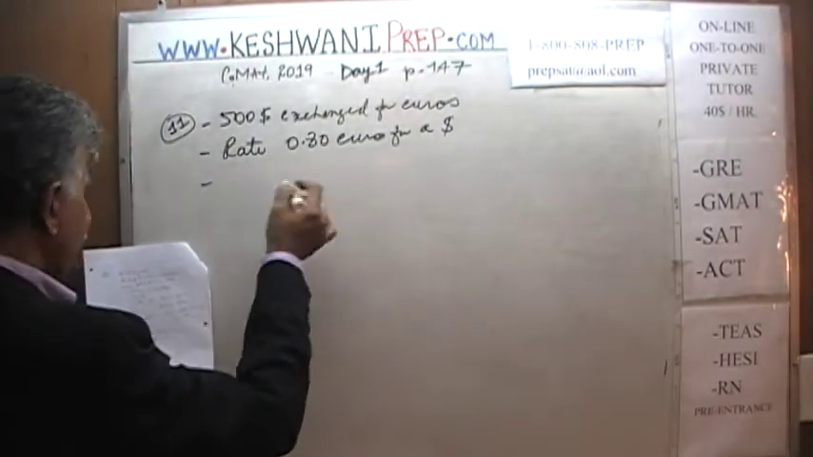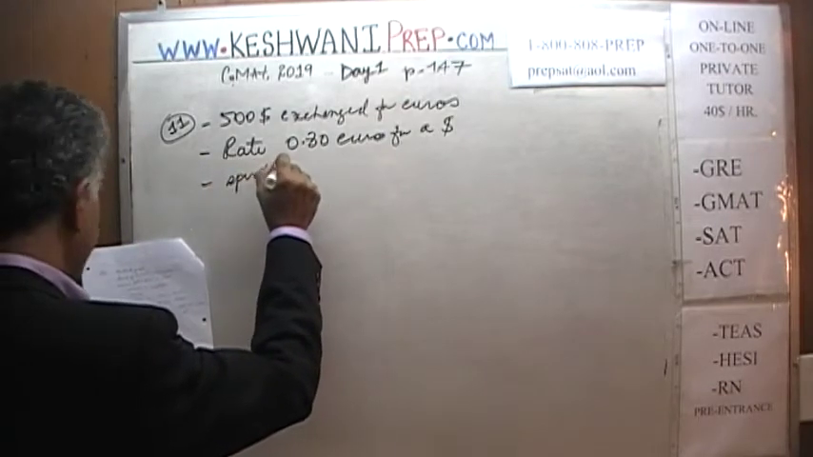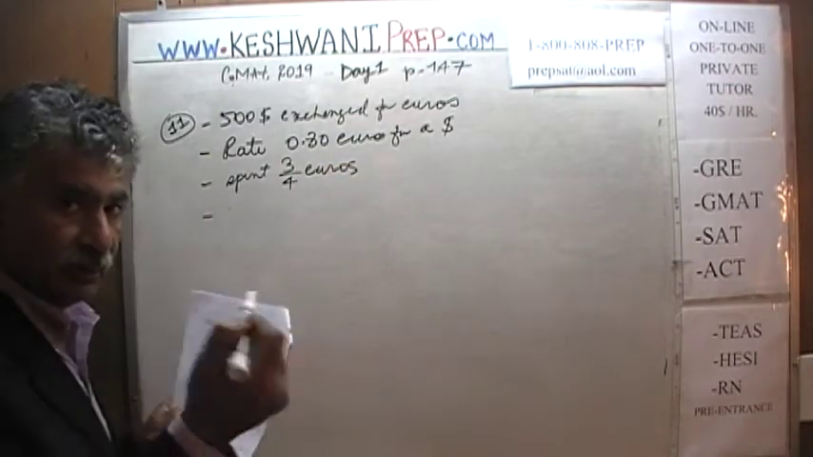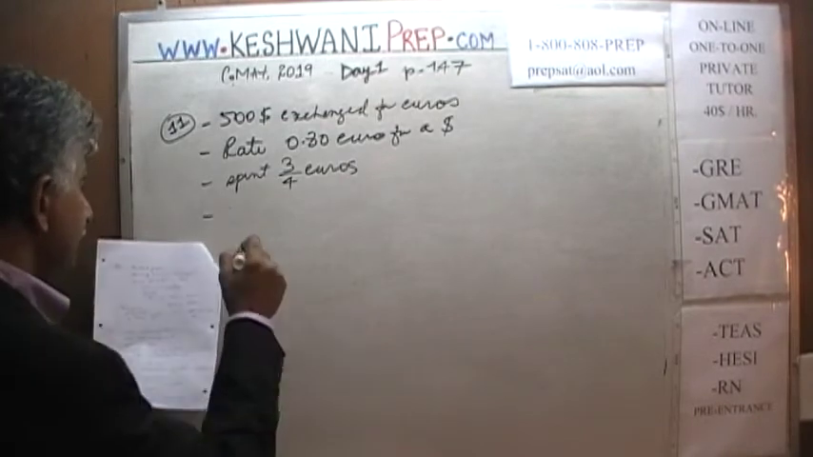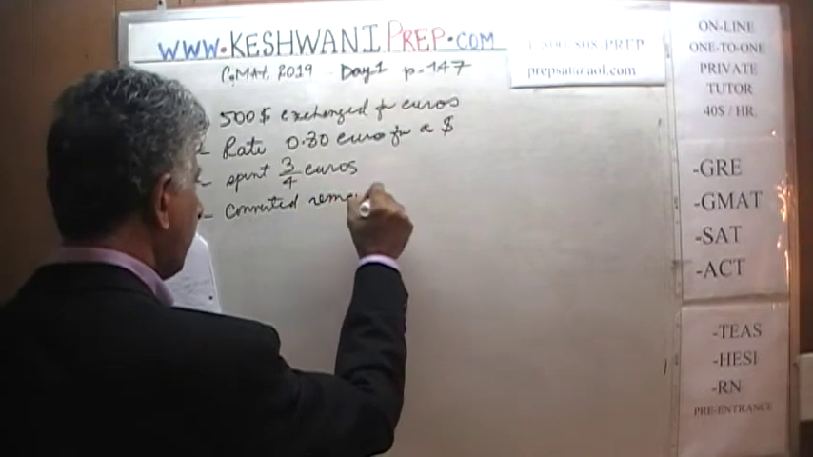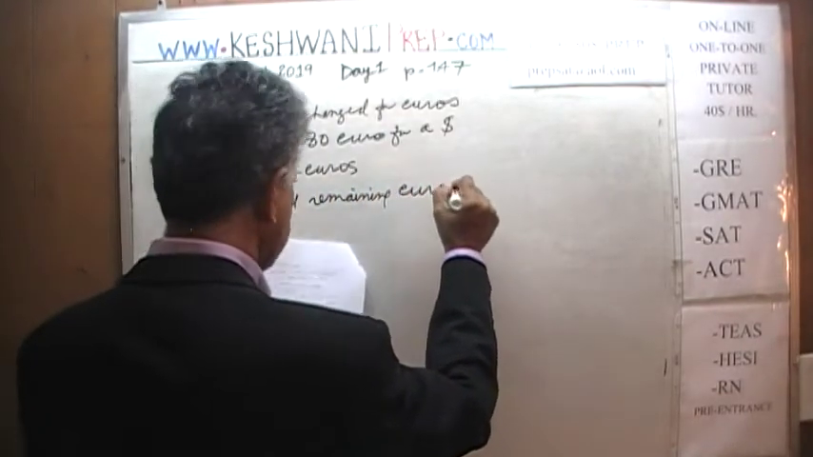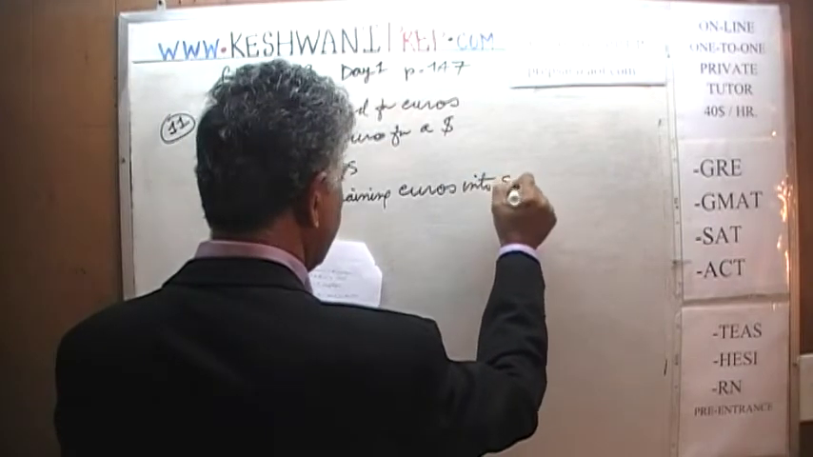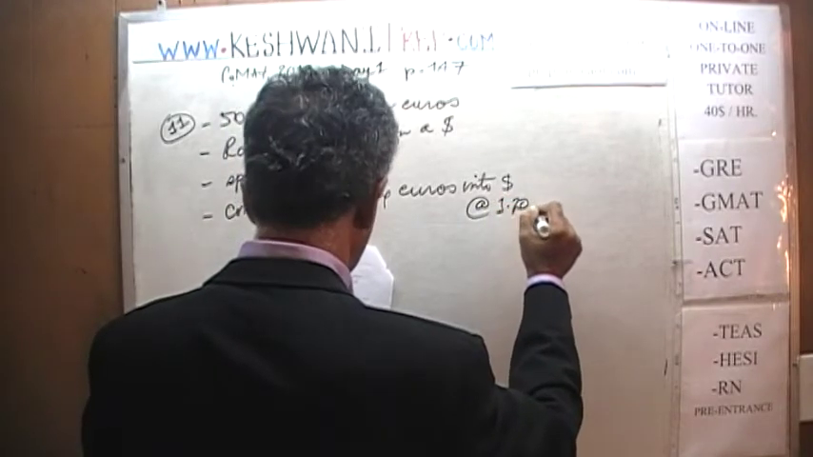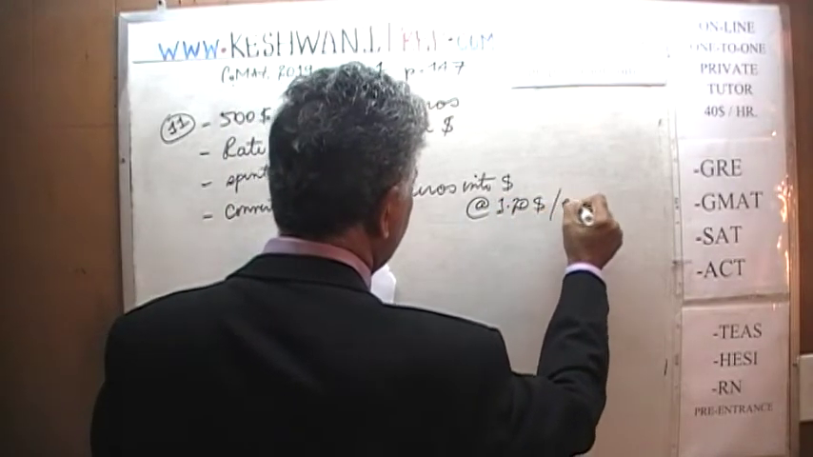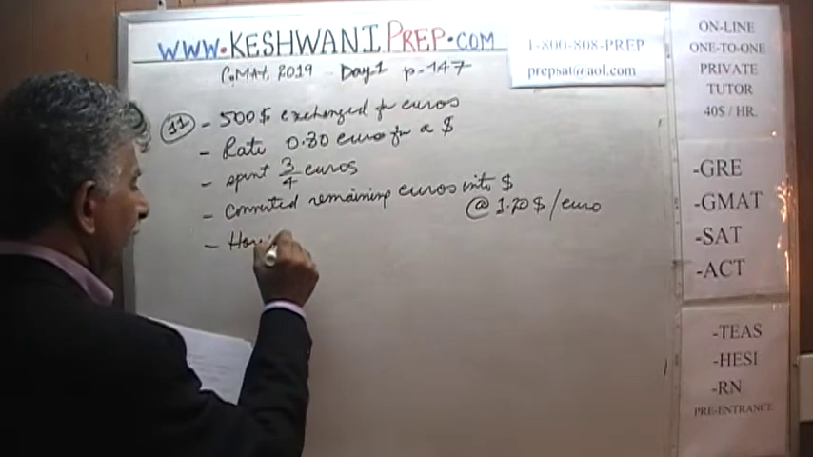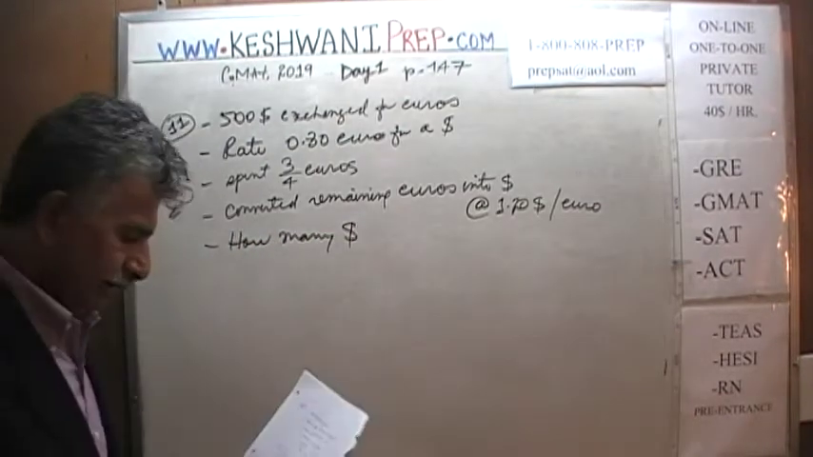Out of the euros that we got, we spent 3/4 of all the euros that we had, at the very end of the journey. At the end of the journey, we converted the remaining euros into dollars at 1.2 dollars per euro. The question simply is, how many dollars did we get at the end?